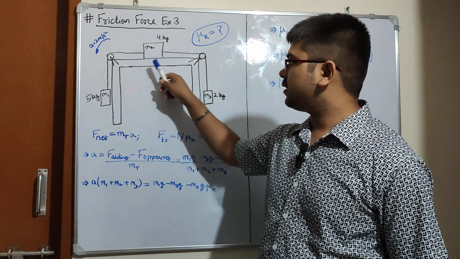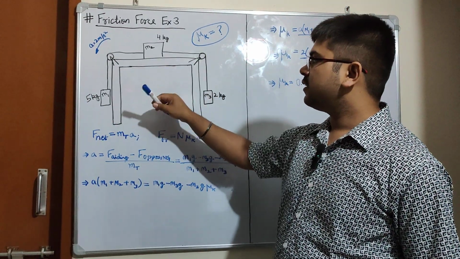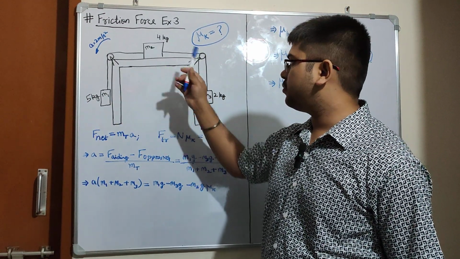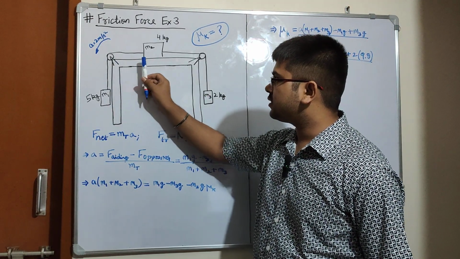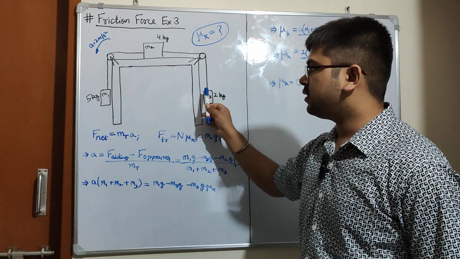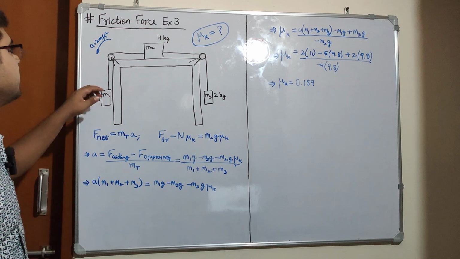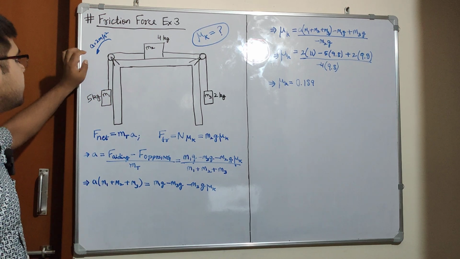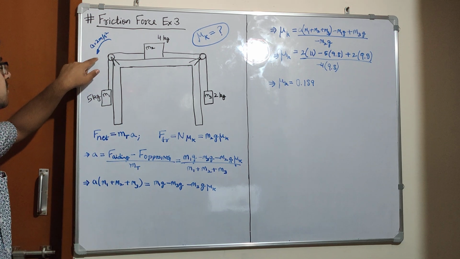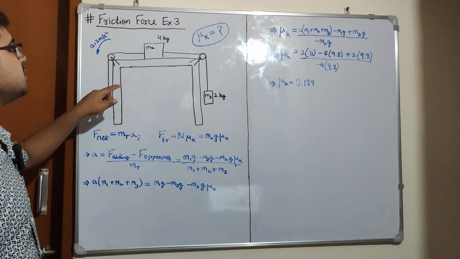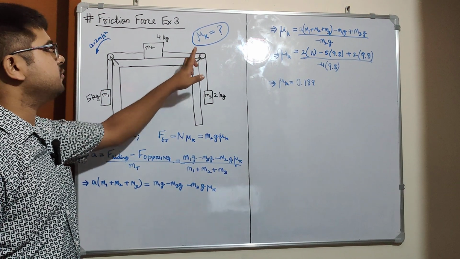So there is a structure here, a table on which two roller supports are there. Three masses M1, M2 and M3 are connected by a string over these rollers as shown here. So we have to find, we are given the acceleration is equal to 2 meter per second square in this direction, and we have to find what is the μk, that is the coefficient of kinetic friction value.